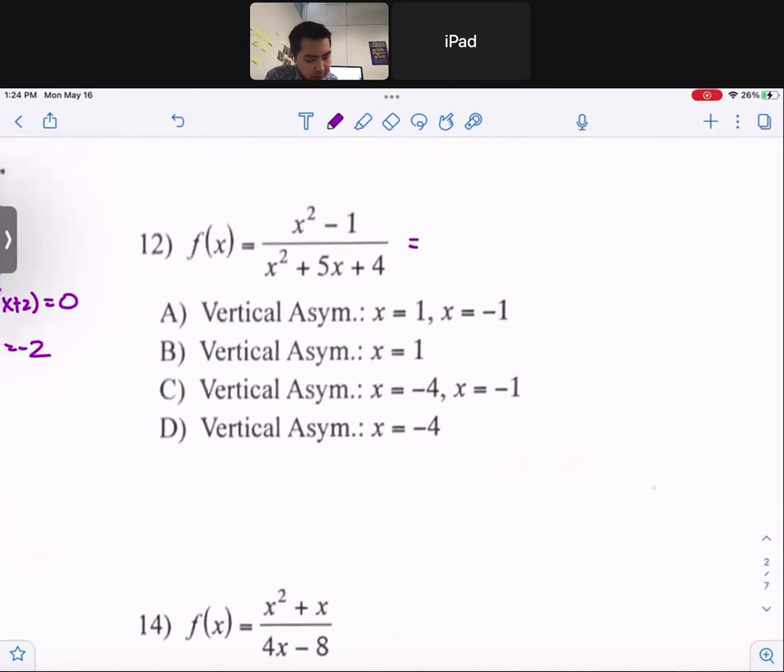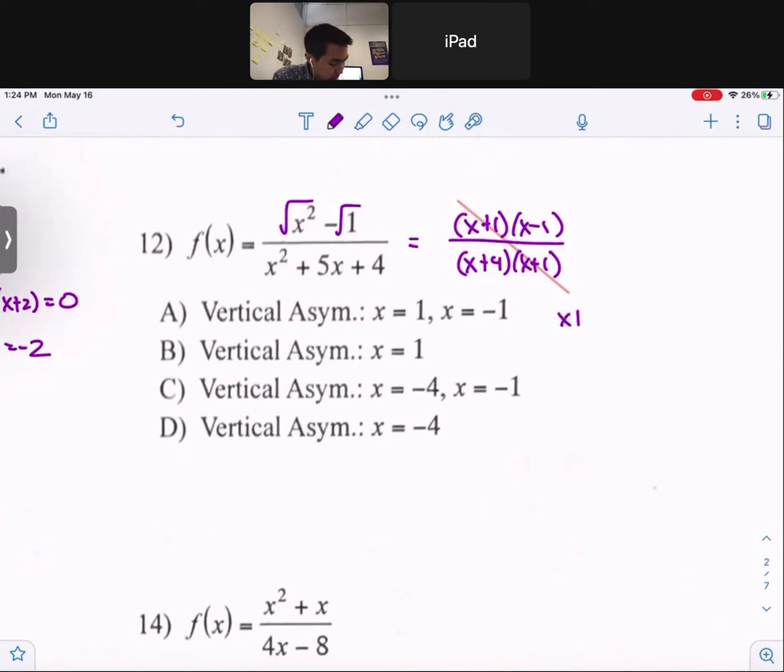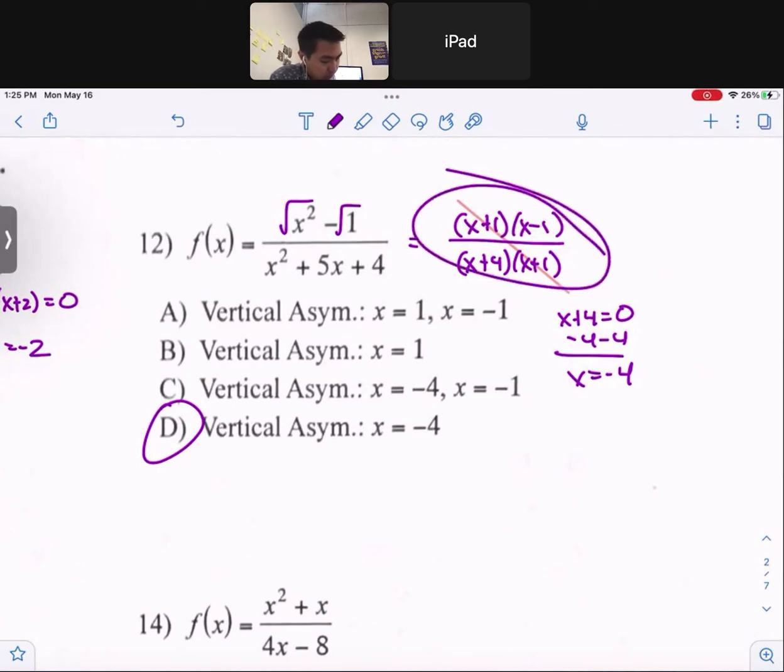Here, this is a factoring of difference of squares: x plus 1 times x minus 1, all over x method, x plus 4 times x plus 1. Everything's factored, but look, the x plus 1's cancel. Because of that, that will be a hole, but we're interested in a vertical asymptote, which is setting the denominator equal to 0. The x value of the vertical asymptote is x equals negative 4. Again, you have to factor out everything because sometimes it will cancel, and if it does cancel, that means it cannot be a vertical asymptote. That is what we call a hole.